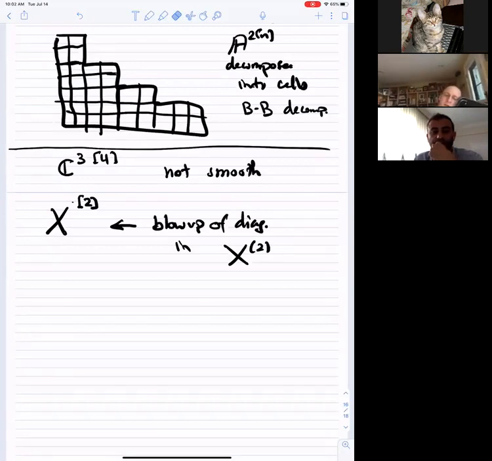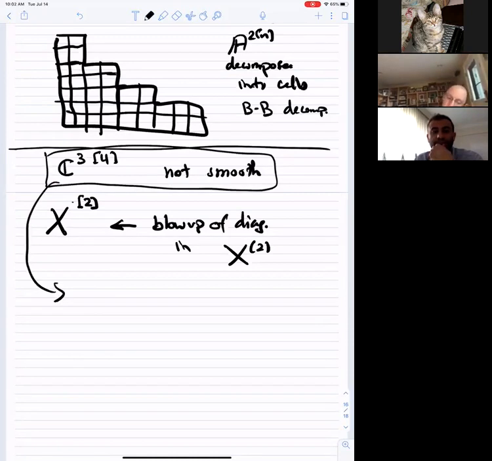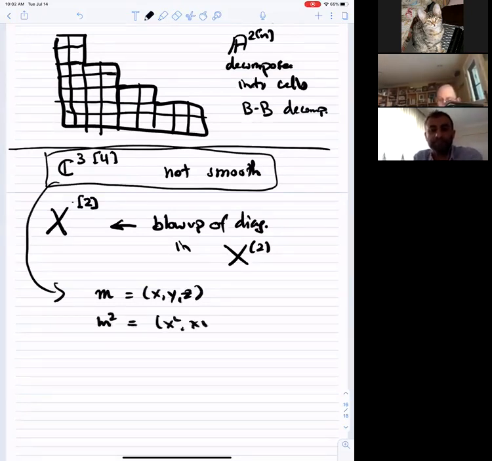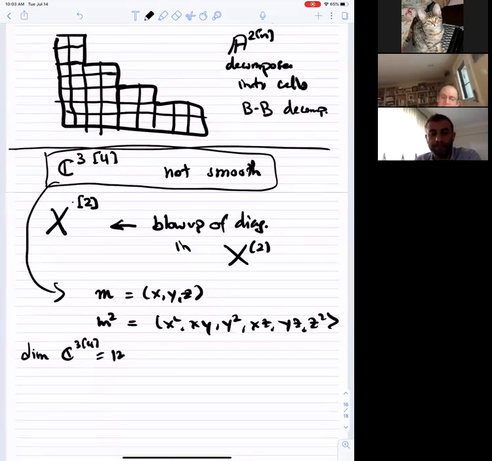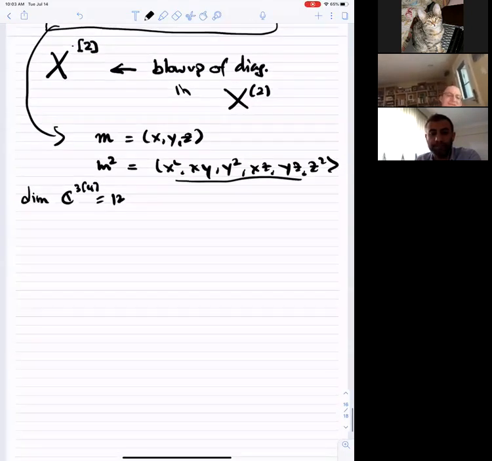But in general, the moment you have even 4 points in a higher dimensional variety, then it's not smooth. And the point where it's not smooth is that you can take the maximal ideal given by x, y, z, and you take m squared, given by x squared, xy, y squared, xz, yz, z squared. If you look at a point like this, then the Hilbert scheme is not smooth. The dimension of the Hilbert scheme of 4 points on C3 is 12. The tangent space at a point like this, I forget, is 18 or something like this.